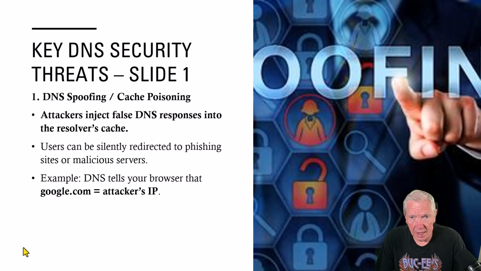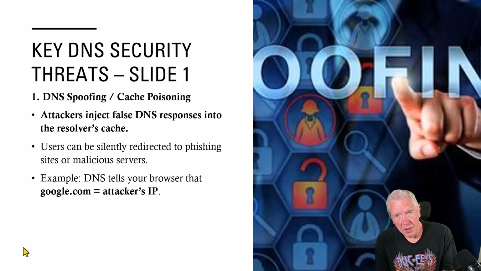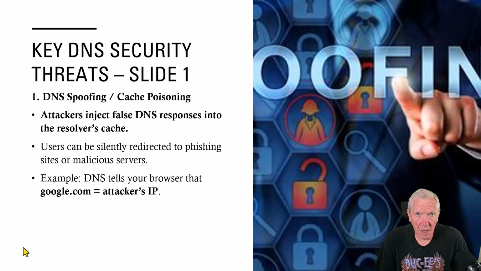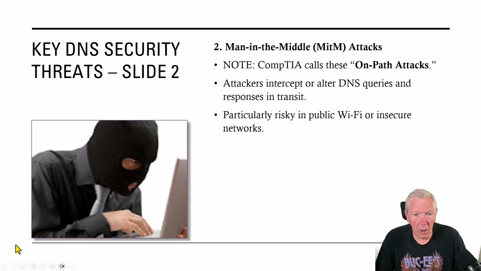This is slide 1, DNS spoofing. You spoof DNS so that a client thinks it's hitting, whatever, it's really hitting you. That happens very often. Attackers inject false DNS responses into the resolver's cache. Users can be silently redirected to phishing sites or malicious servers. And DNS tells your browser that google.com equals attacker's IP. That is DNS spoofing.